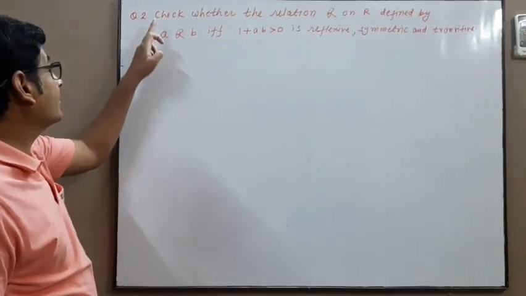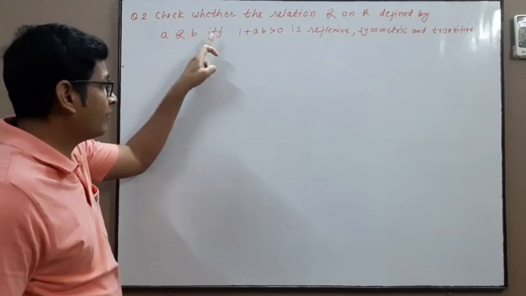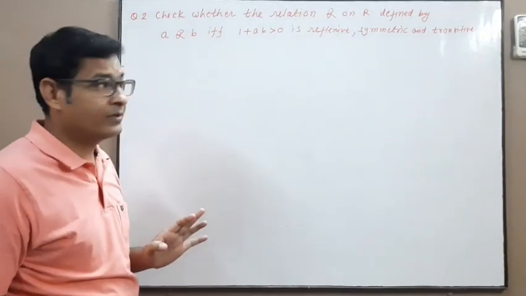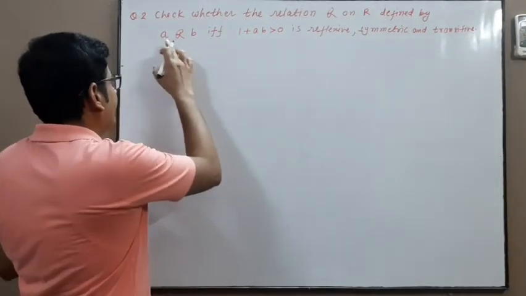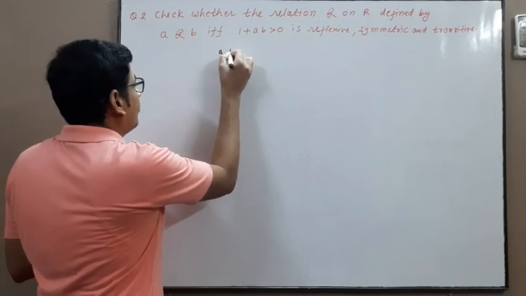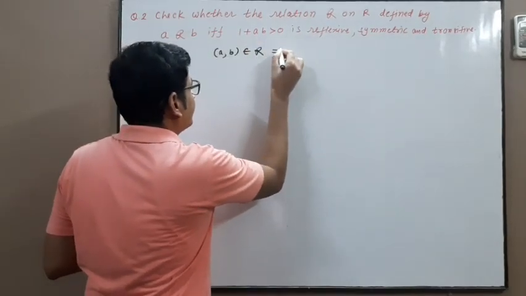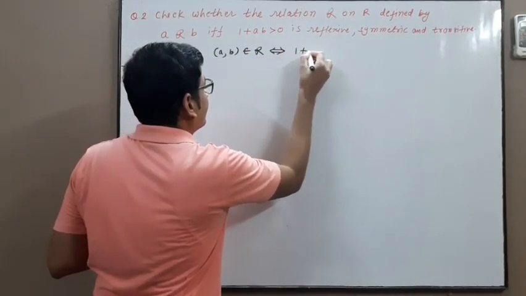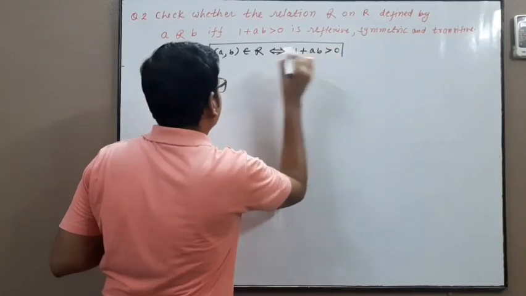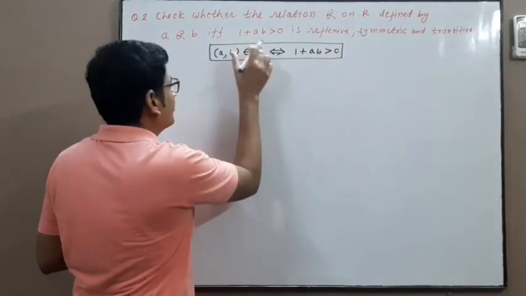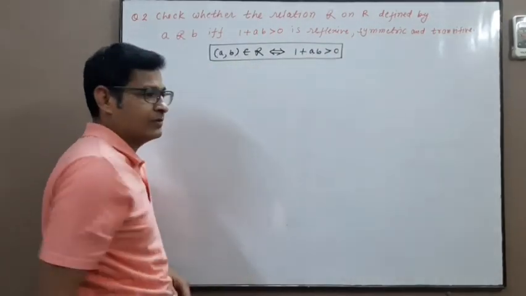Problem number 2. Check whether the relation R on ℝ defined by a is related to b if and only if 1 + ab > 0 is reflexive, symmetric or transitive. So first, a is related to b means (a, b) belongs to R, if and only if, meaning double implication, 1 + ab > 0. What is the meaning of this? If (a, b) belongs to R, we can write 1 + ab > 0, and if 1 + ab > 0, then we can write (a, b) belongs to R.